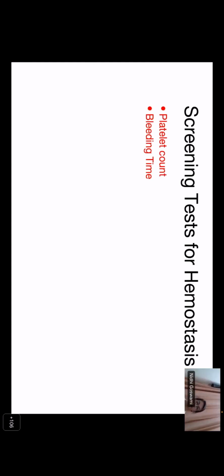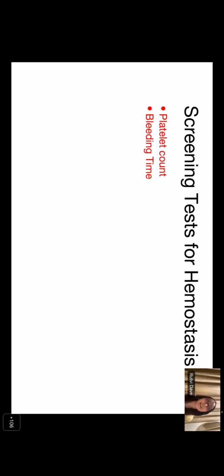Okay, so we'll start with the slide seminar for coagulation disorders. So starting with the basics, some of this was already covered by my colleague in the previous session, but just to revise. So what are the screening tests for hemostasis? Can anyone tell me what are the screening tests for primary hemostasis? Platelet count, bleeding time. Yes, very good.